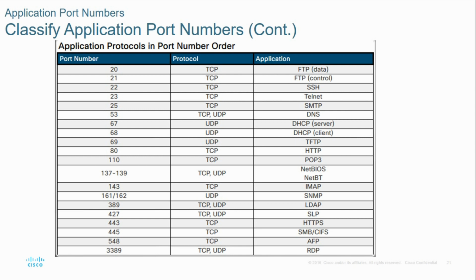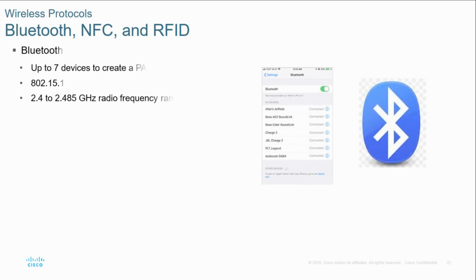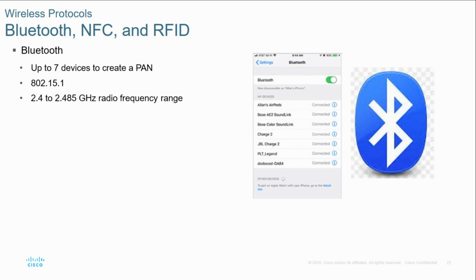Okay, so let's talk about now some close proximity connections that use wireless protocols as well. The first is Bluetooth. Bluetooth is a radio wave technology that is mainly designed to enable wireless communications over short distances. It could connect up to 7 other Bluetooth devices. Under the IEEE 802.15.1, these devices operate in the 2.4 to 2.485 GHz radio frequency range.